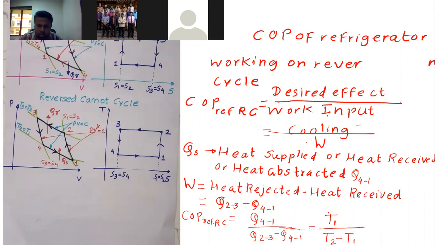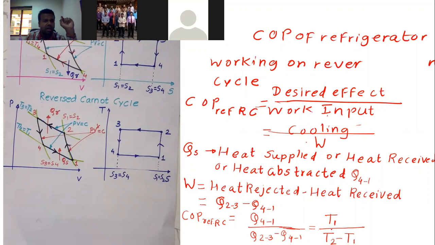Have you understood the formula? 4 to 1 is carried out at a temperature T1, so I have written it as T1. Q2 to 3 is carried out at a temperature T2, so I just replaced it by T2. Is that okay with this one? All of you, is that okay? Yes, sir.